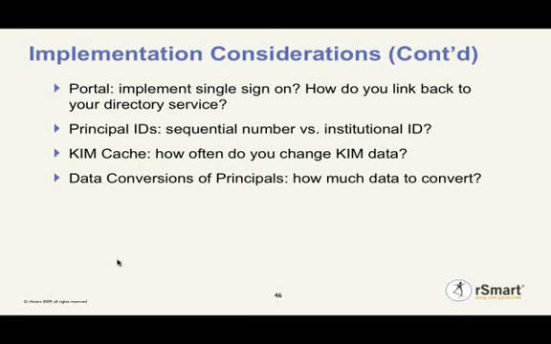But as we assisted some schools implementing KFS, some of them have made a decision to replace that with institutional ID. So that's just something, I think there is no good, wrong or right way. That's something to consider. Does it make it easier for you to tie back to your directory service by using institutional ID, or just keep the sequential number?